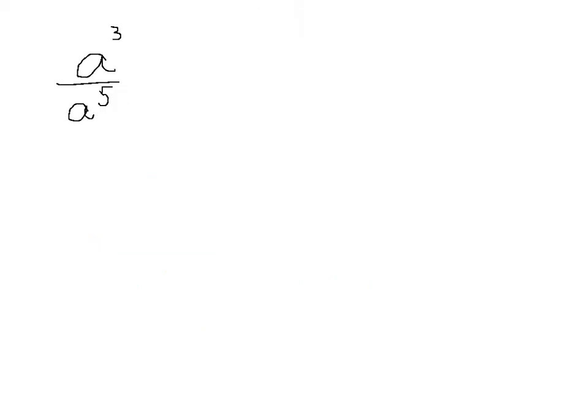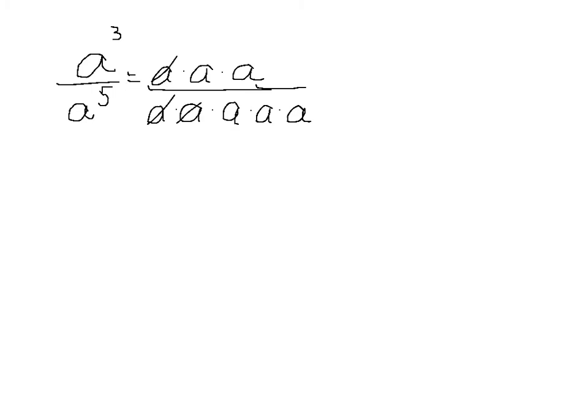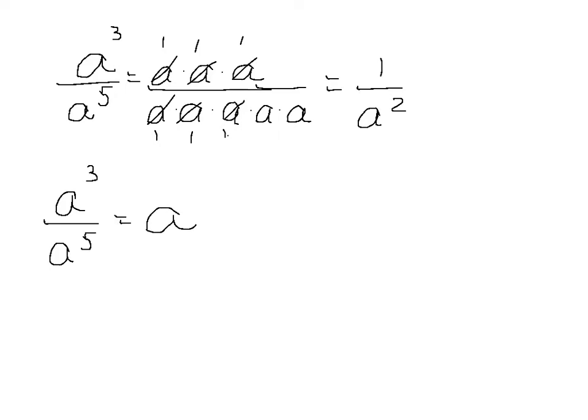Okay, so let's look at a cubed over a to the 5th. First of all, what that means is simply a times a times a over 5 a's. And so we cancel one out and one out on the top and the bottom, always replacing them with 1, which is a big deal. And that gives us 1 over a squared. But remember our rule for division. We subtract. This is a to the 3 minus 5, which is a to the minus 2.